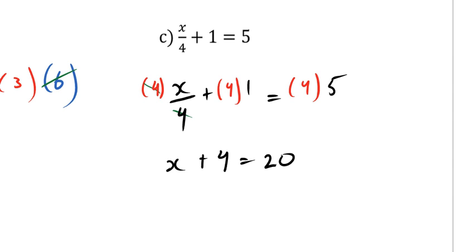How do I solve this? Sorry? Yeah, so subtract 4 from both sides, and I end up subtracting 4 on the right. Very nice. And x is 16.